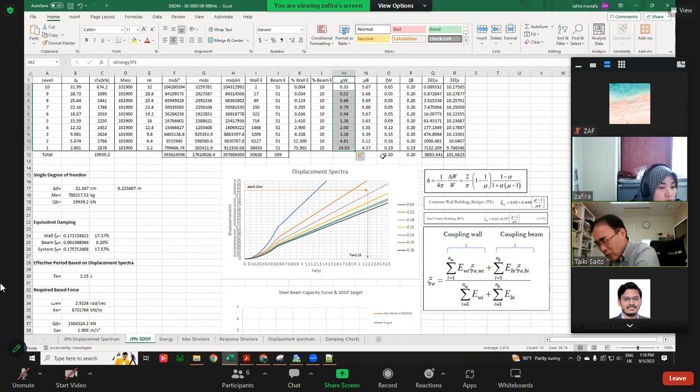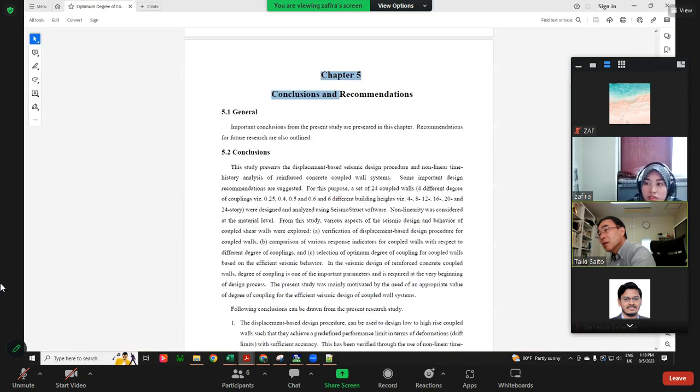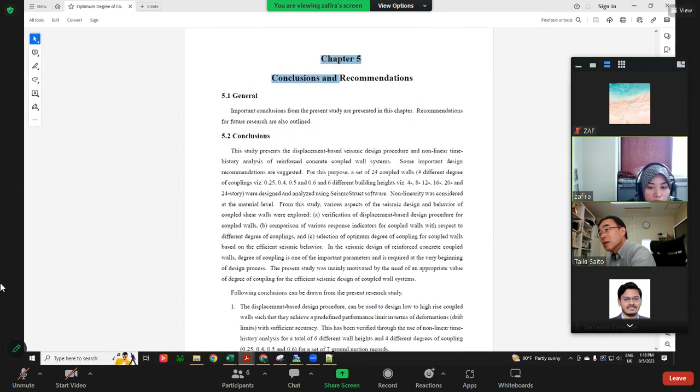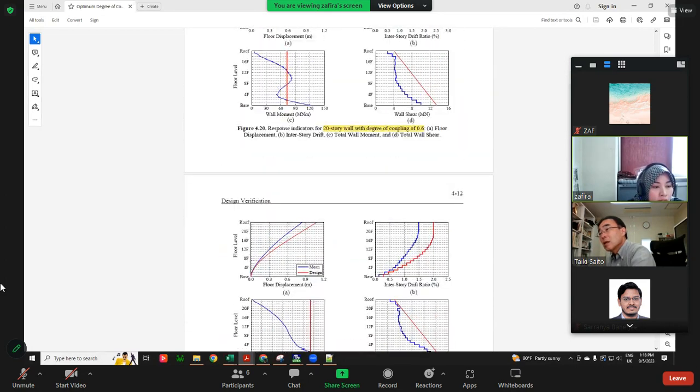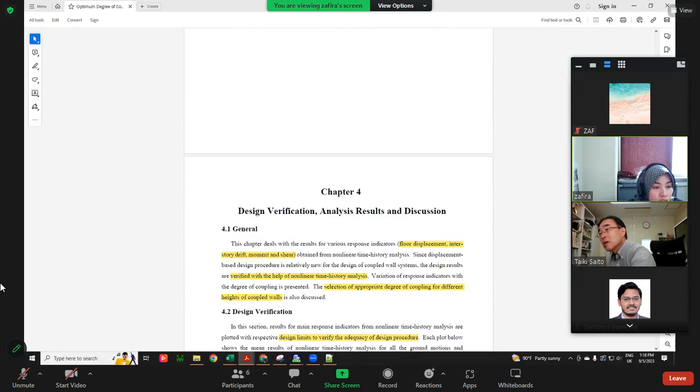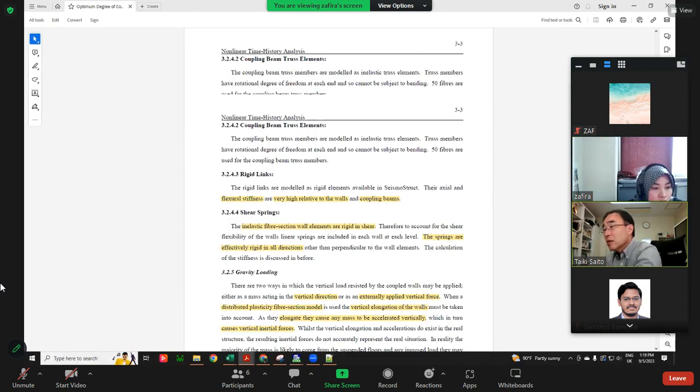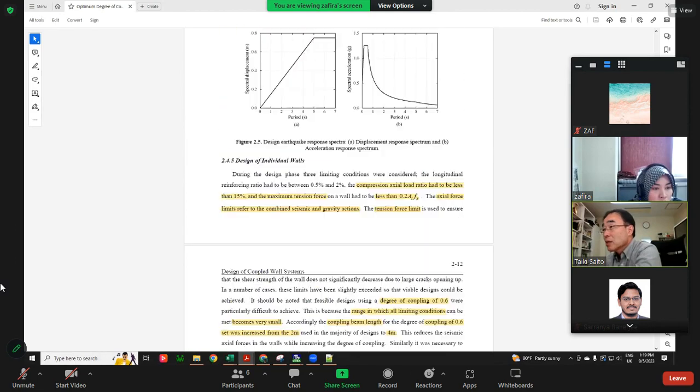How about the case of the paper? I mean, the person from Tokyo Institute of Technology, they also analyzed the coupling wall. Yes, but he only compares time history analysis and he calculates displacement-based design. He examined the equivalent damping of wall and beam separately.